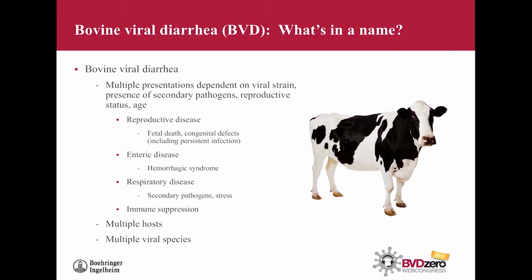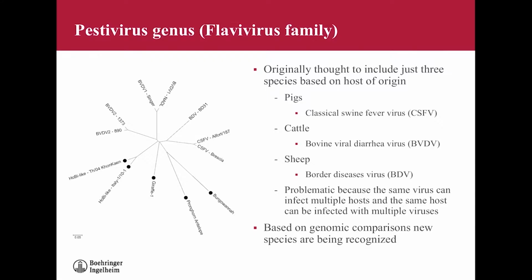infected and directly affected. Bovine viral diarrhea viruses can infect multiple hosts, and as I said, there are multiple viral species, BVD1, BVD2, and Hobi-like viruses. If we look at the pestivirus genus, originally we just thought there was classical swine fever virus, BVD virus, and border disease virus based on the host that they were isolated from. But this method of classifying these viruses didn't work out because different viruses can infect different hosts, and the same virus can infect multiple hosts.